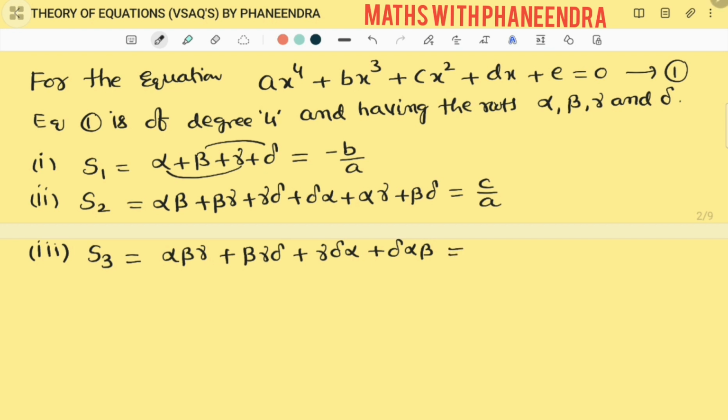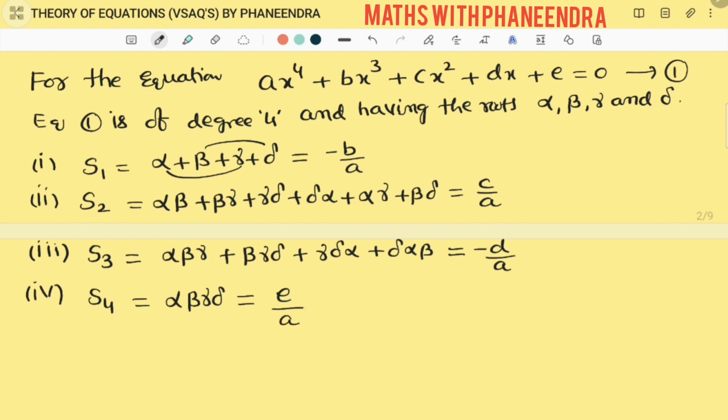Alternately plus and minus will come, dear students, remember. S1 will be negative, S2 positive, S3 negative, S4 positive. So minus x coefficient by x power 4 coefficient, so minus d by a. Fourth one, S4, product of the roots taken 4 at a time, alpha beta gamma into delta, is equal to constant by x power 4 coefficient, that is e by a.